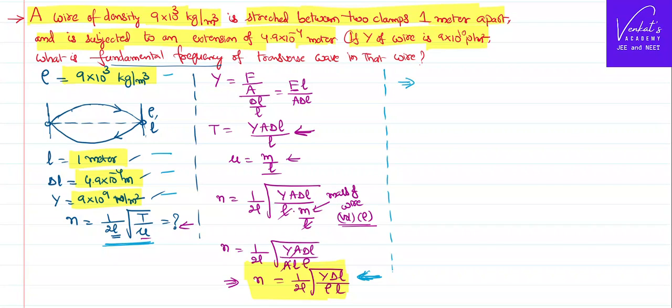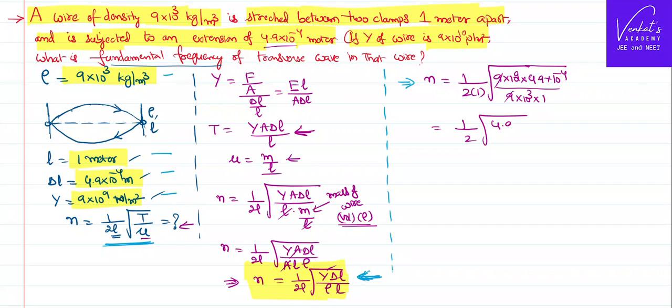That implies the fundamental frequency n is equal to 1 by 2, L is equal to 1, root of Young's modulus 9 into 10 power 9, delta L given as 4.9 into 10 power minus 4, by density given as 9 into 10 power 3. L is the distance between the two clamps, that is 1 meter. So this 9 and 9 can be cancelled. That is 1 by 2 into root of 4.9. This plus 3, when it goes to the numerator, becomes minus 3. So 10 power, Young's modulus is given as 10 power 10, that is 10 into 10 power minus 7, minus 4 and minus 3, by 1.